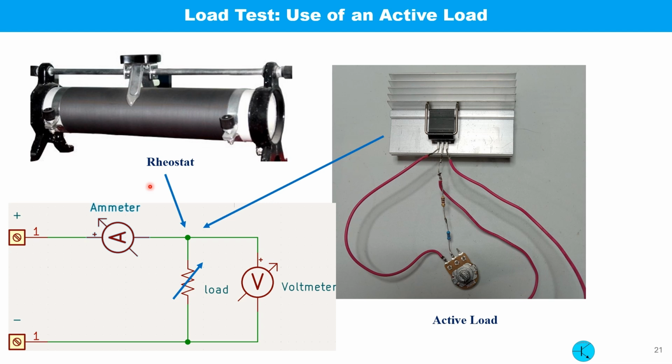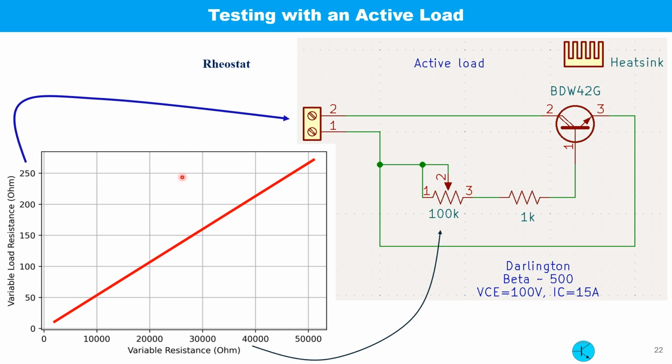Another important test for a regulated power supply is the load regulation test, by varying the load connected at the output and measuring the voltage. Back in the old days, people used to use a high power variable resistor called a rheostat. These are bulky and expensive. Instead, we can use a simple active load implemented with a transistor and a low power potentiometer. So with this active load, for a change of 1 kilo ohm to 5 kilo ohm of this potentiometer, we can get 1 ohm to 250 ohm at the output.